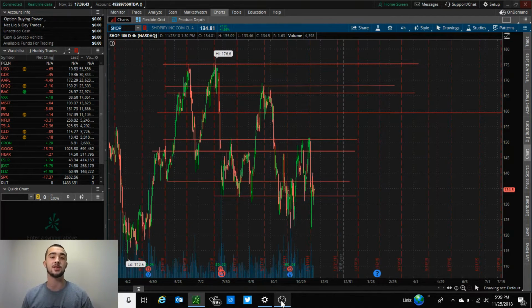I just want to make a very quick video going over the basics of support and resistance levels. In a future video, we'll touch on the more advanced techniques when using support and resistance lines, but today, like I said, I just want to keep it very simple for all you new traders out there.